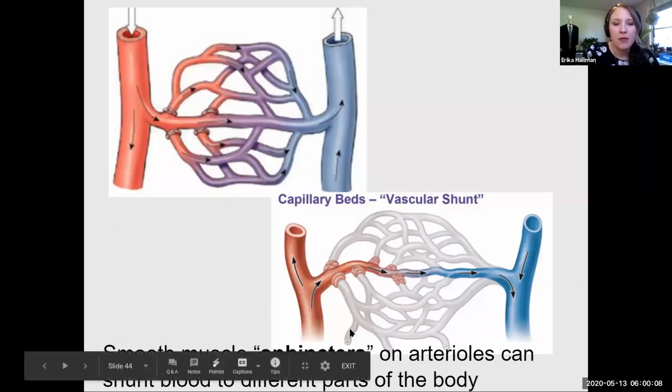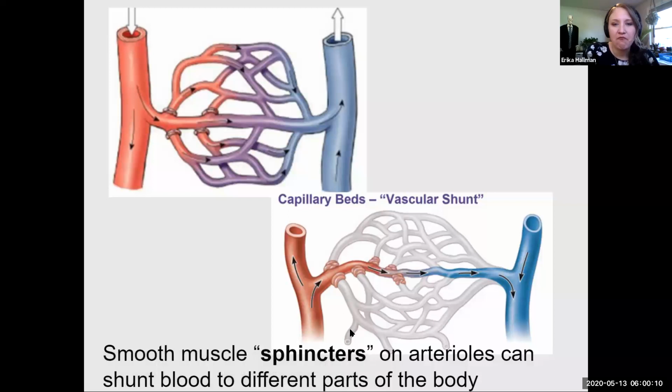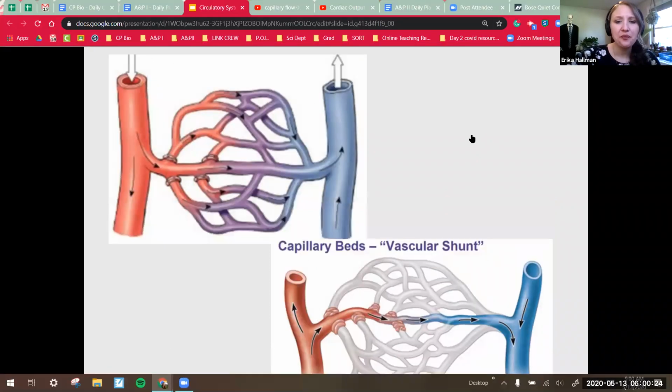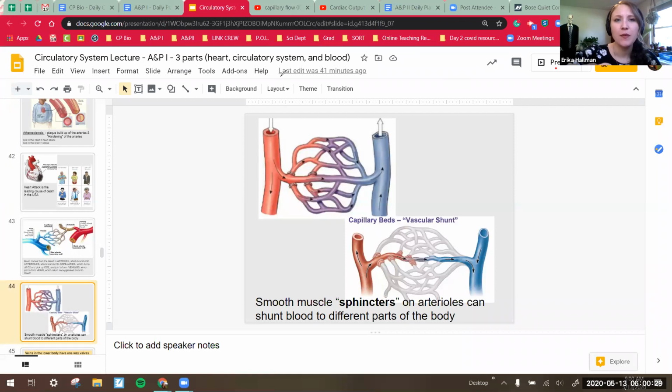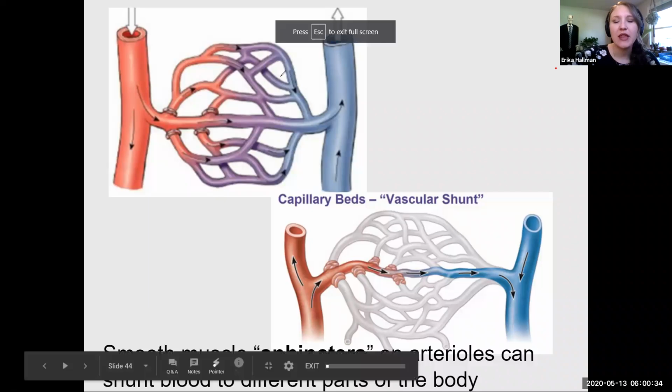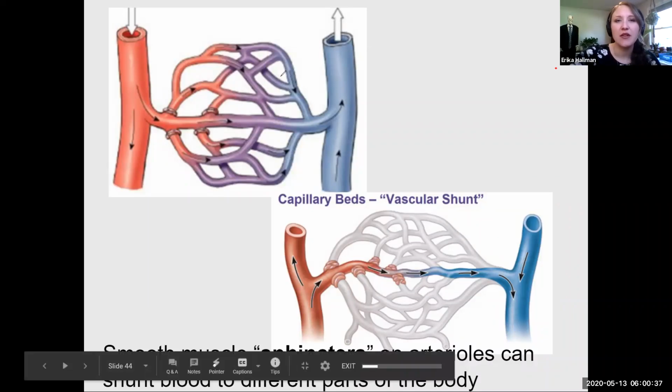Okay, so let's talk a little bit more about that capillary bed network. So those capillaries have the ability to actually affect homeostasis. And how do they do that? Well, in those capillary beds, they have the ability to actually move blood to or from those capillary beds. And the way that they do that is through these smooth muscle sphincters. All right, so here again, we have our main artery breaking into arteriole and then going into our capillary bed.